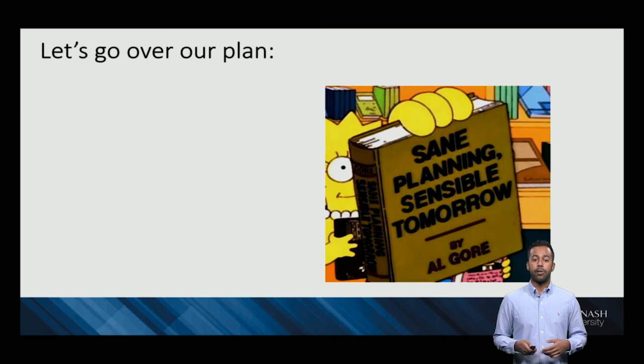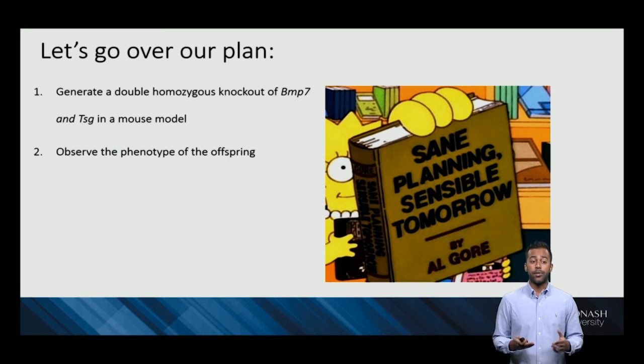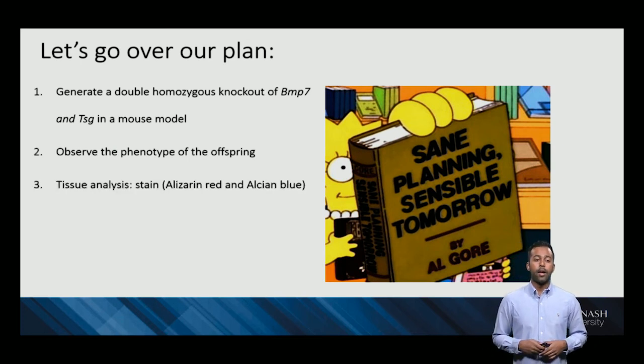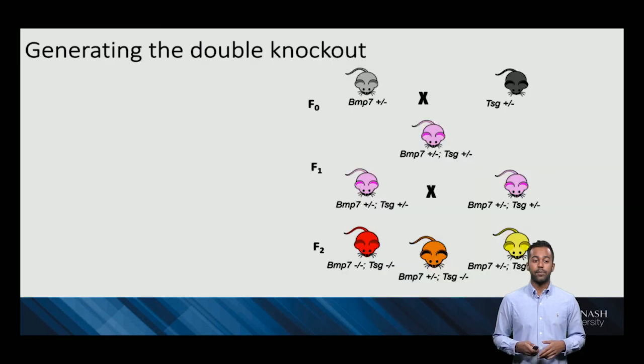So let's go over our plan here. So we want to generate a double homozygous knockout mouse. So we're going to get rid of BMP7 and TSG in a mouse model. We're going to observe the phenotype of the offspring, so look at the gross morphology of it. We're then going to do a tissue analysis, so perhaps we can stain the whole embryo. We can stain it with Alizarin red to stain the bones and Alcian blue to stain some cartilage. We can then analyse our results from this tissue and morphological analysis.